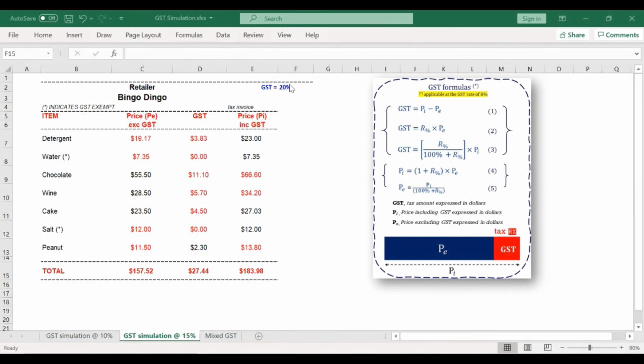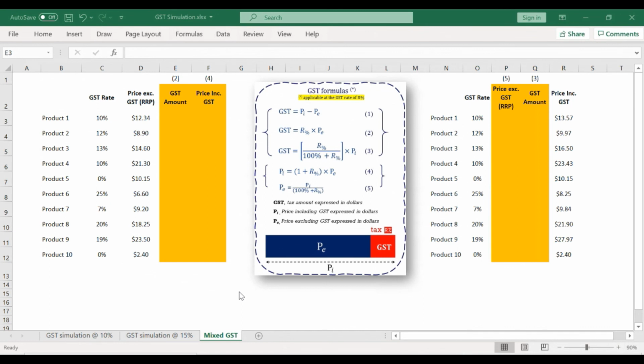So for the rate of 20%, the customer, of course, is paying much more GST amount, which is $27.44, versus, say, a tax rate of 10%. Just keep an eye on cell D15. At the tax rate of 10%, the customer would pay $15.25.